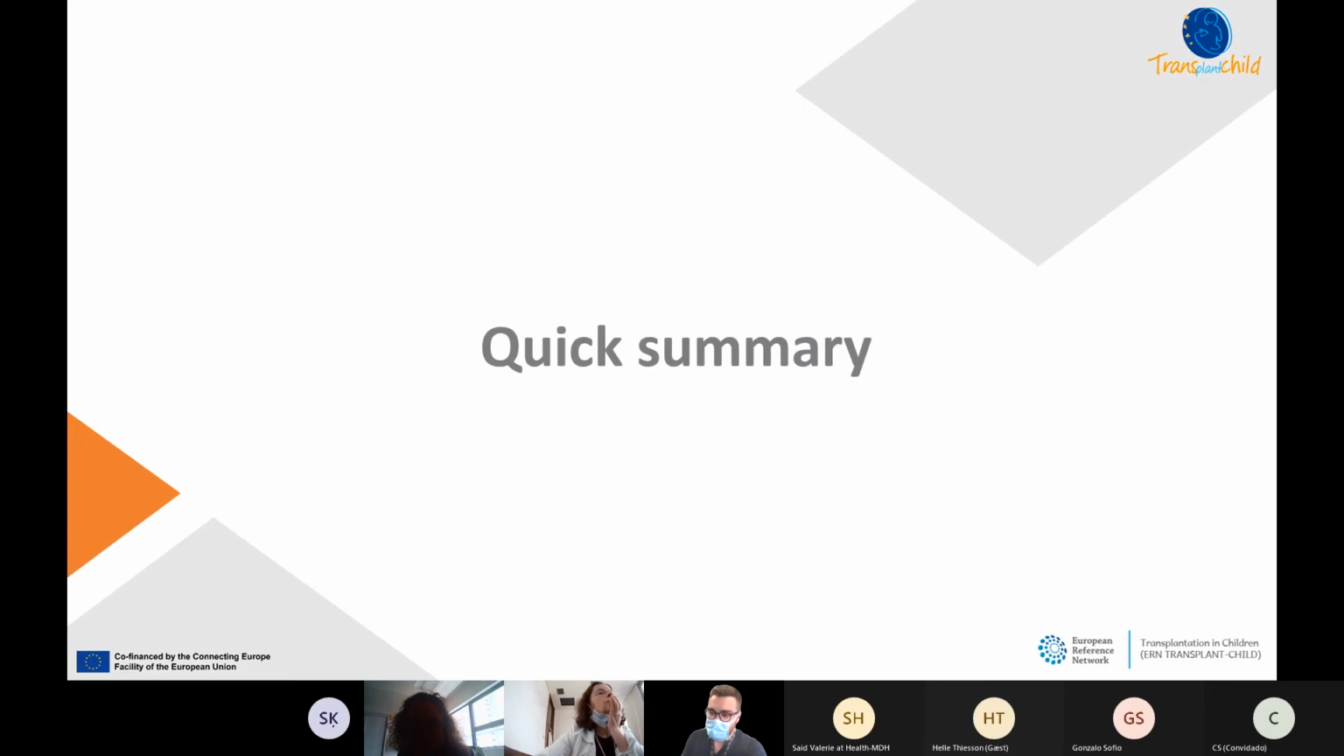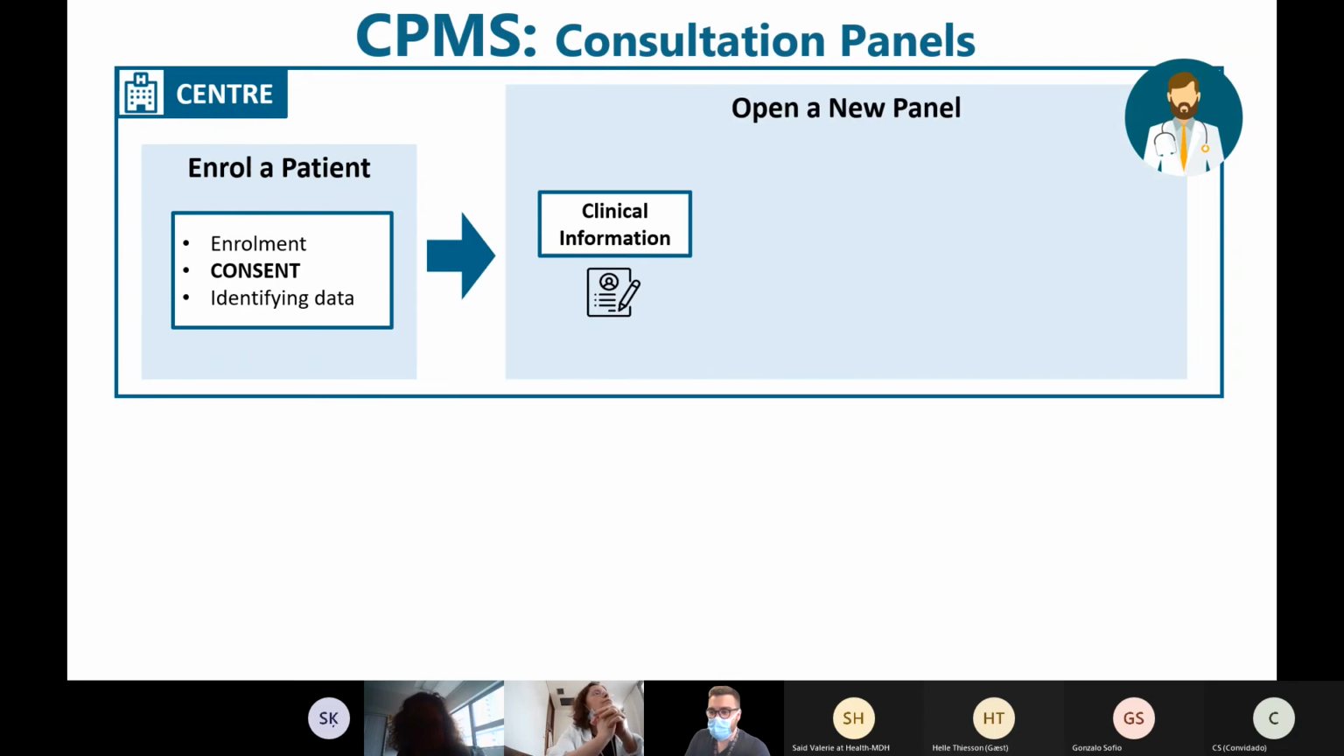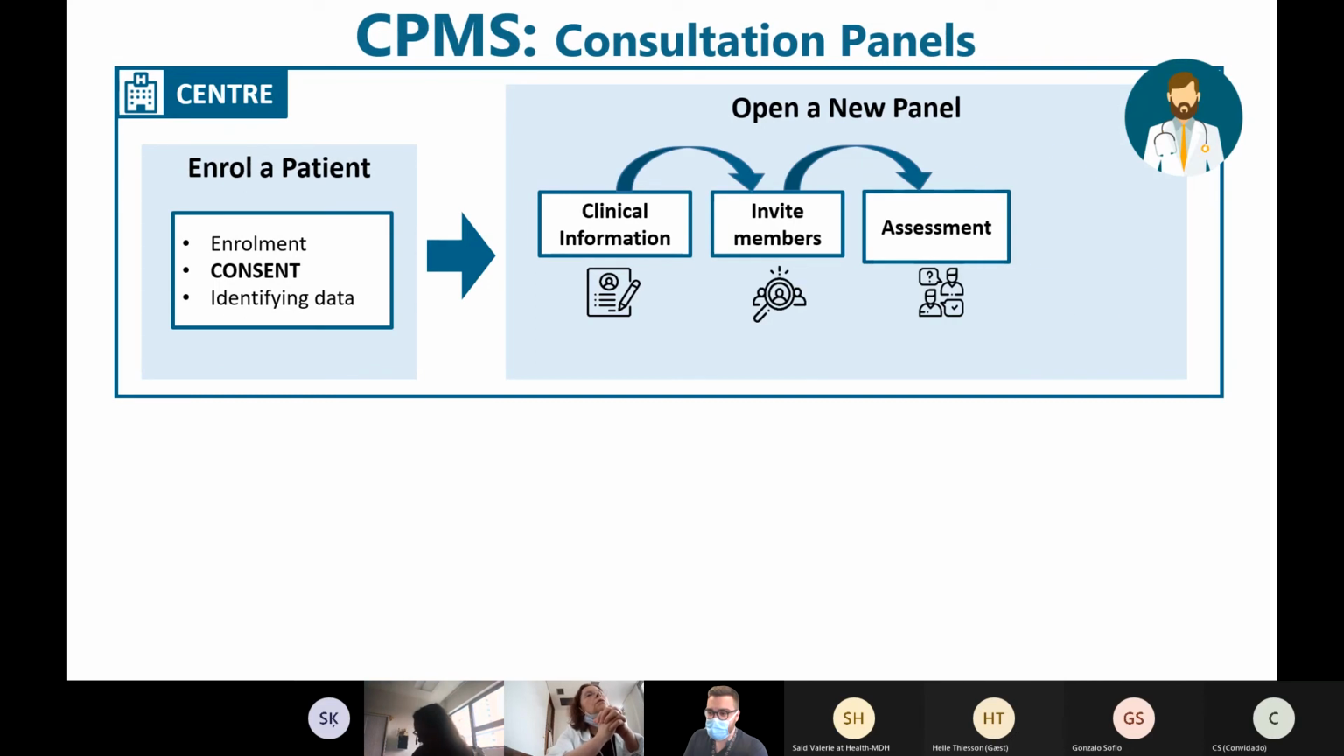So, very quickly, and to finish this webinar. In the CPMS, as a center, you can enroll a patient, getting their consent and eliminating all the identifying data, which is very important. And you can open a new panel, writing the clinical information, inviting the members, performing some assessment, and writing the outcome document.